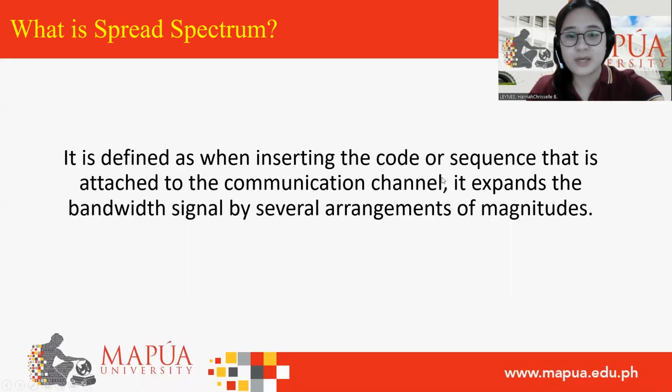So now, what is spread spectrum? Here, it is defined as when inserting the code or sequence that is attached to the communication channel, it expands the bandwidth signal by several orders of magnitude. It is also defined extensively as an RF communication system where the baseband signal bandwidth, by introducing a higher frequency signal, is broadened over a larger bandwidth. As a result, the transmitting signal's energy is distributed over a wider bandwidth and will appear as noise. Typical spread spectrum processing gains run from 10 dB to 60 dB.